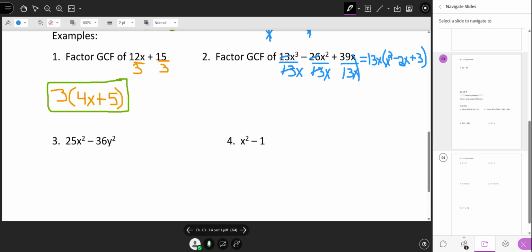So that's greatest common factor. Now, two terms with a minus in the middle. Can I take the nice square roots? The perfect square root of 25 is 5. Of x squared is x. Of 36 is 6. Of y squared is y.